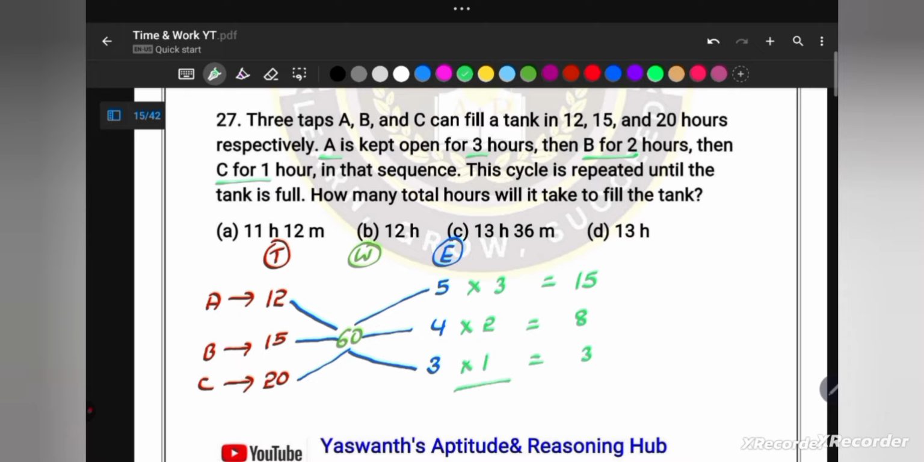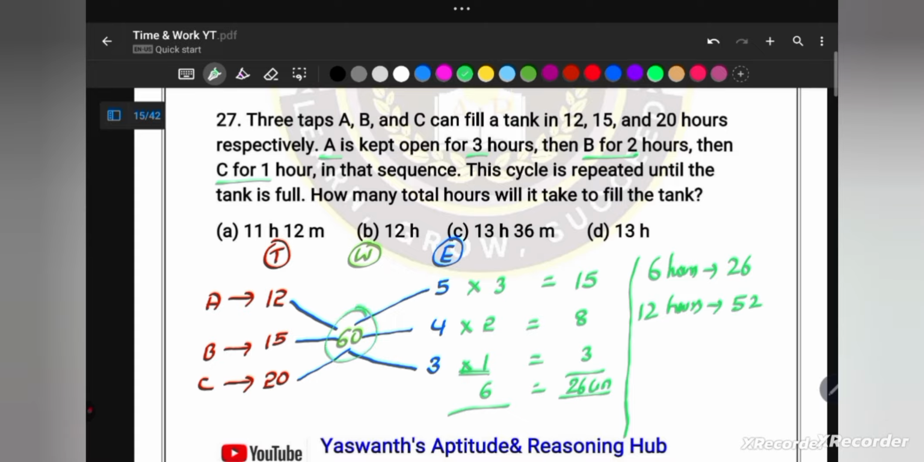Now how many hours for one cycle? Time will be 3 plus 2 plus 1, which is 6 hours. After completing the 6 hours, how much work is done? It will be 15 plus 8, 23, plus 3, will be 26 units of the work done. So clearly, for completing those 6 hours, 26 units of the work is done. Next, after the next cycle, that is 12 hours of time, how much of the work is done? It will be 52. Now our task is to complete the 60 units. That means the next 3 hours.